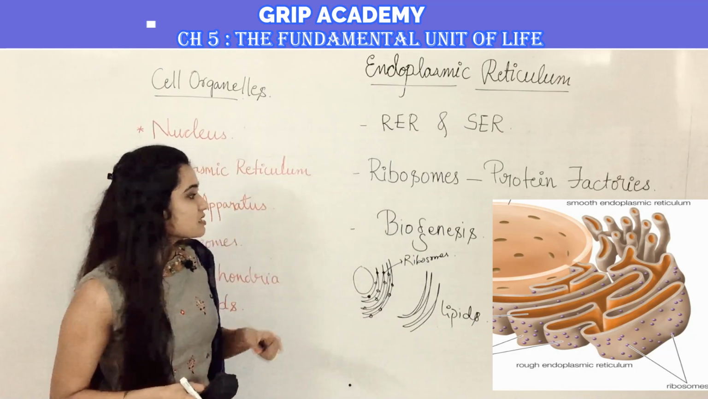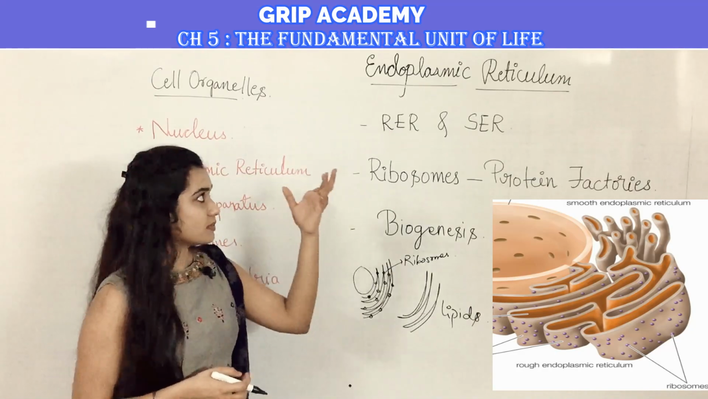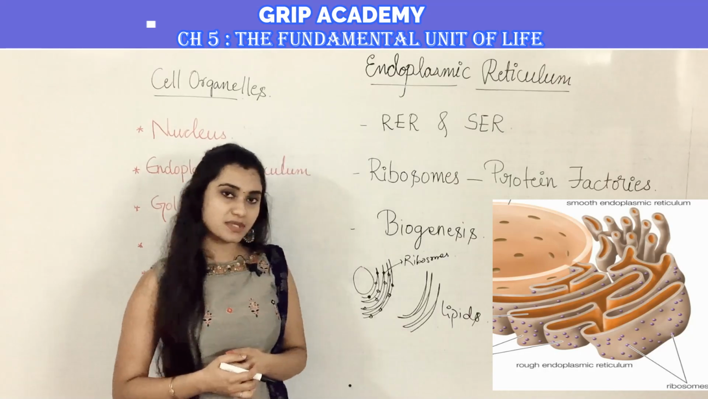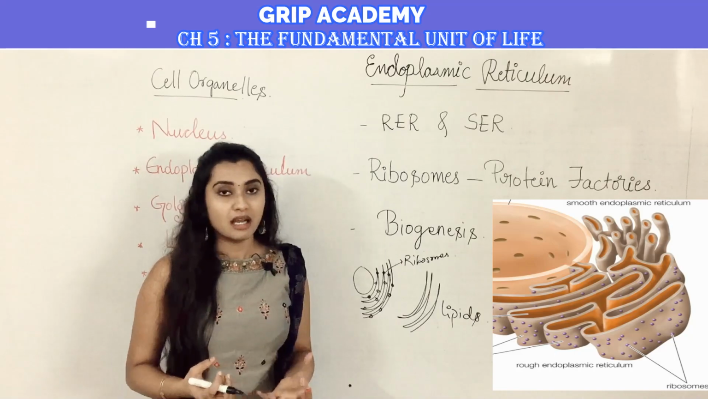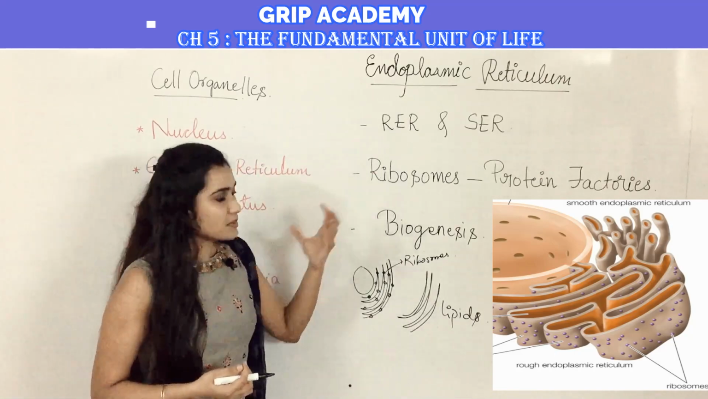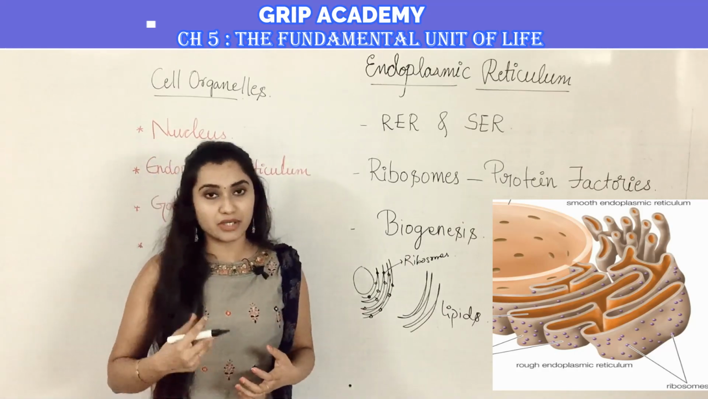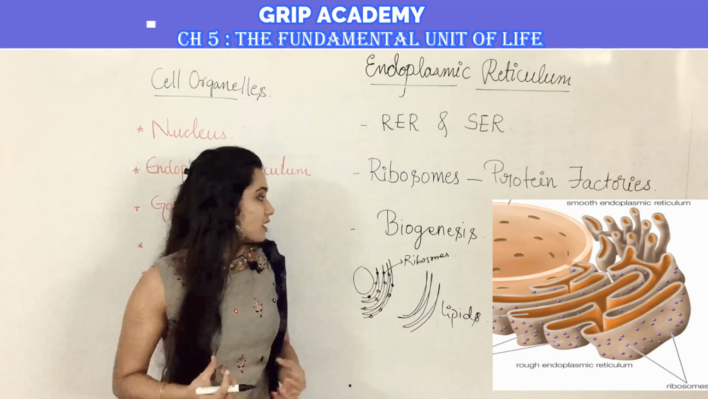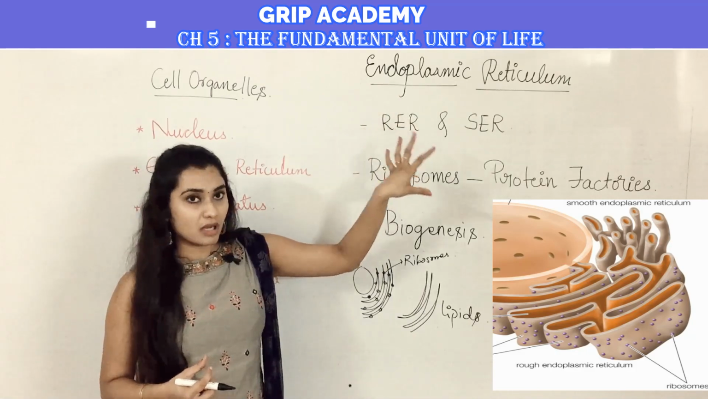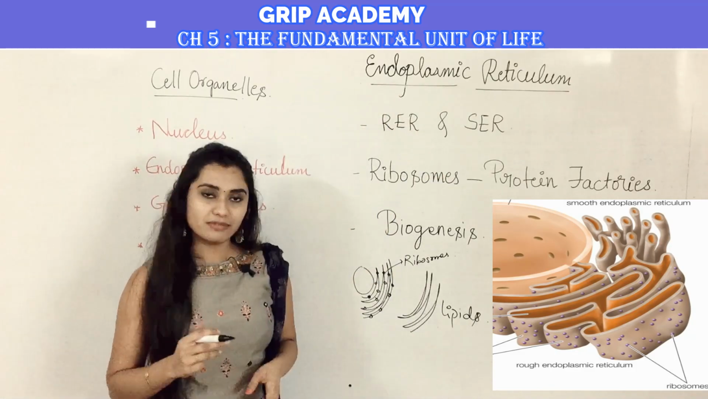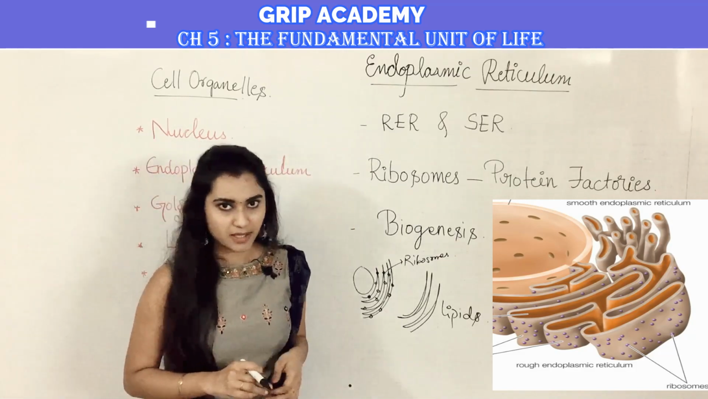Next, coming to a term called biogenesis. I already told you that the endoplasmic reticulum has the main function of producing proteins and lipids. The produced proteins and lipids are utilized by the same cell organelle in order to build its own membrane. This process of self-utilizing the produced substances is what we call biogenesis, because the endoplasmic reticulum's membranes are also made up of lipids and proteins, like the plasma membrane. So this is all about the endoplasmic reticulum.